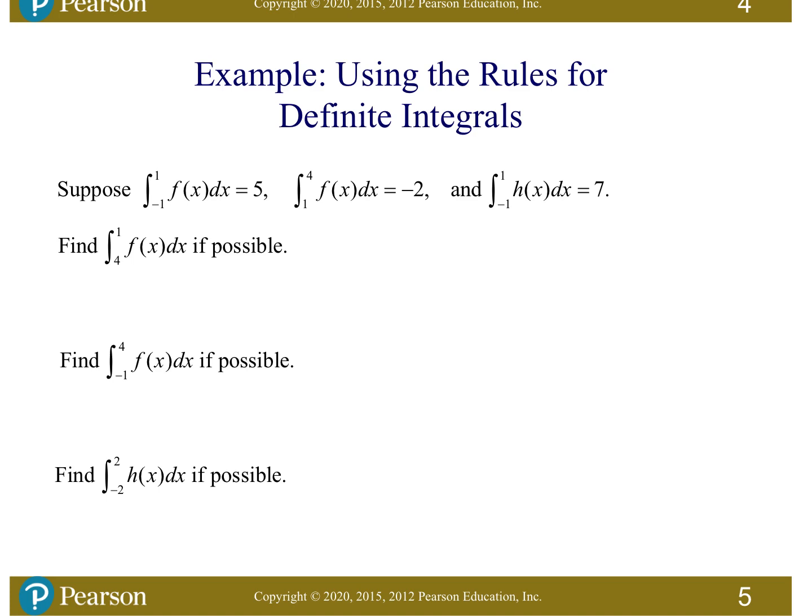So the area of f of x starting at -1 and ending at +1 is 5. The area starting at 1 and ending at 4 is -2 of the same function. And for a different function, the area starting at -1 and ending at 1 under the h of x function is 7. So the question is find the integral from 4 to 1 of f of x if possible.